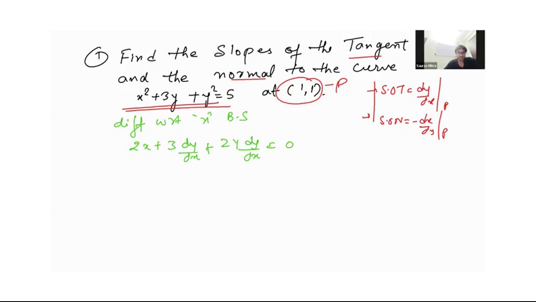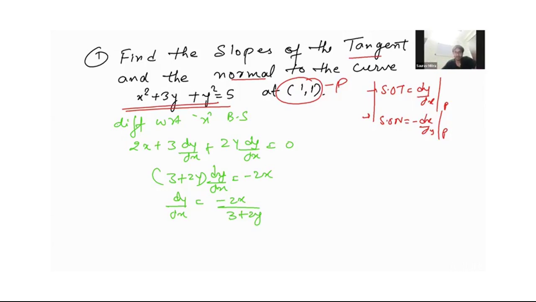So now club dy by dx terms together. So (3 + 2y) dy by dx equals minus 2x. You will get your dy by dx as minus 2x upon 3 plus 2y. Okay.